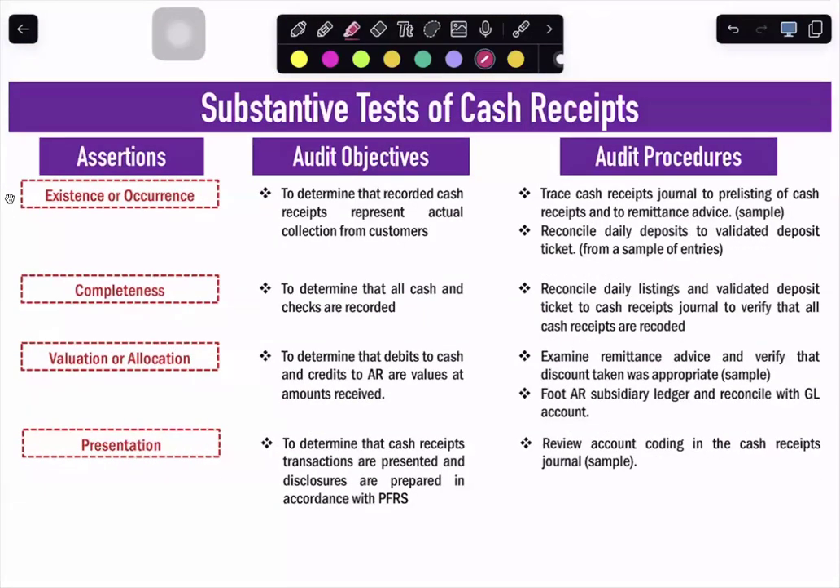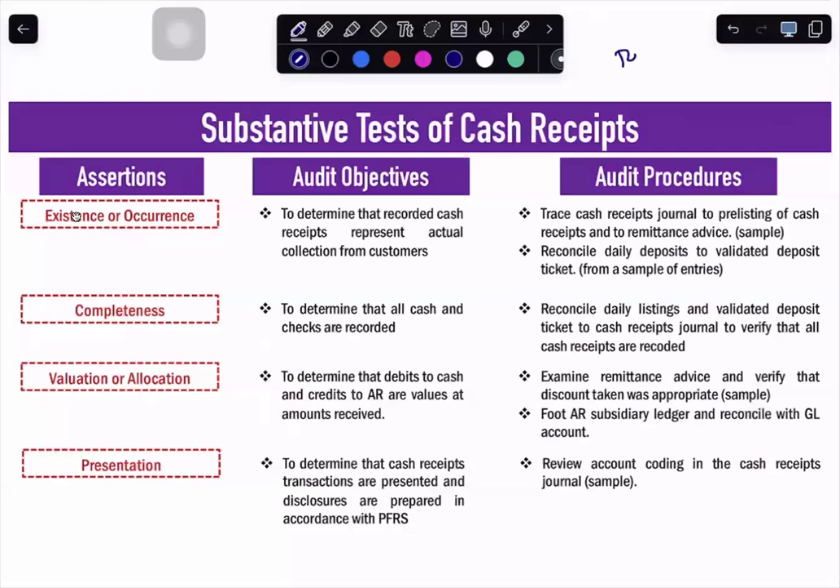Okay, next. Substantive test of cash receipts. So we're not yet done. We're still on your substantive test of your cash receipts. So we already finished TOC and substantive test of sales or revenue. We finished now TOC of your cash receipts. Now we go to your substantive test of cash receipts.